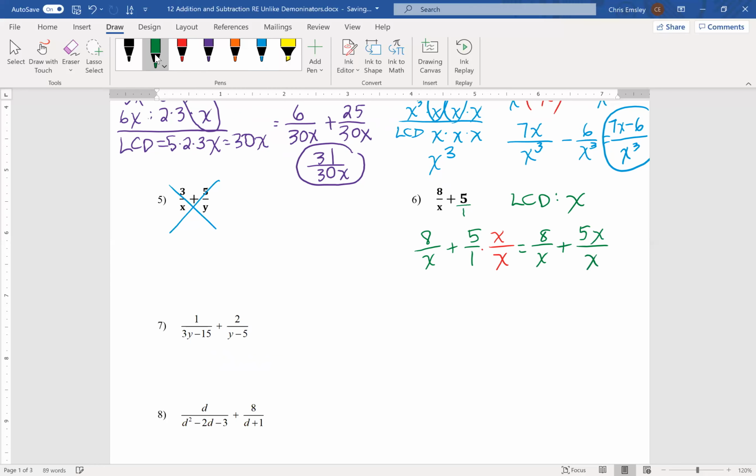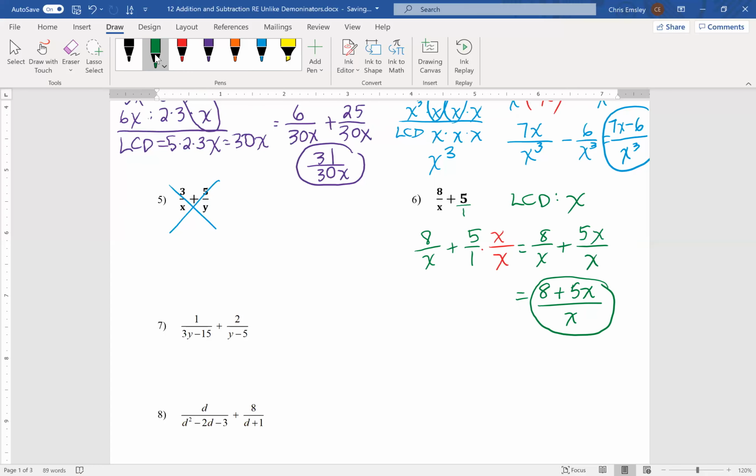And again, we'll add across the top. Those two are not like terms, so they cannot be combined. We just write it out, 8 plus 5x over x. And we can't cancel those x's. Remember up top, we have two separate terms, not factors. So we would leave our final answer just like that. That's as simplified as we can get it.